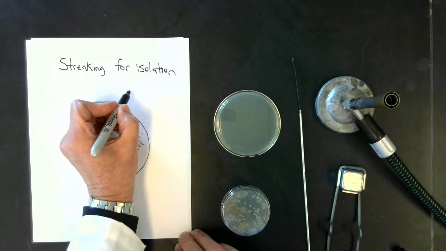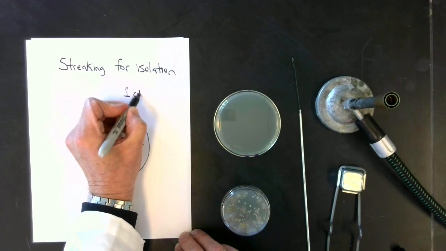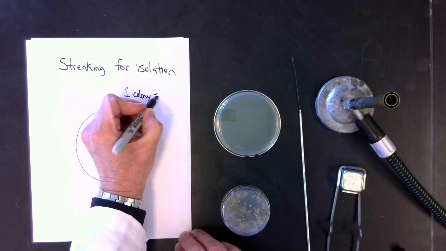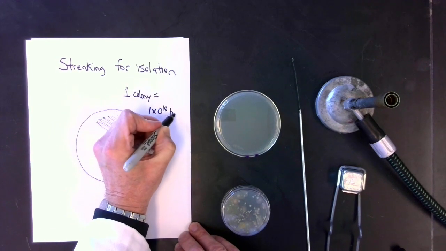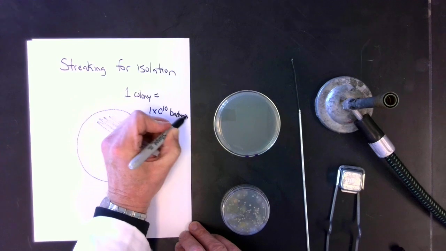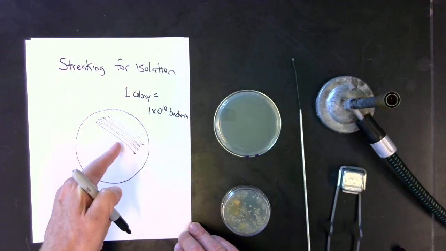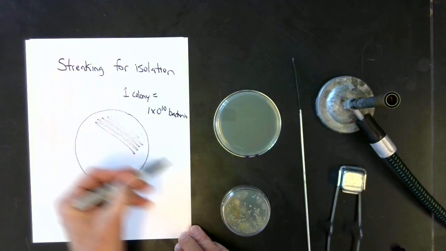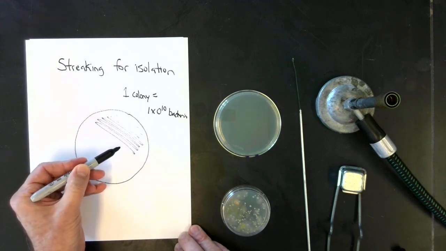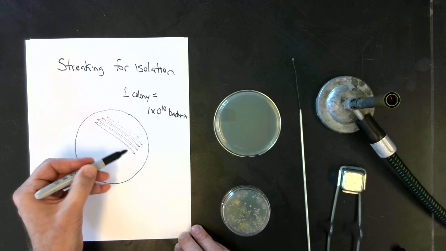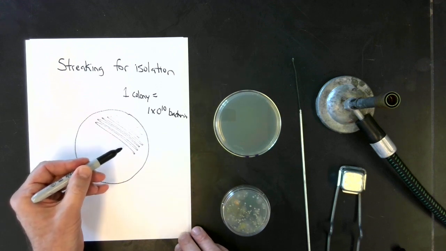Remember that a single colony may have more than 1 times 10 to the 10th bacteria. So if I take from here and I put here, I'm spreading out 10 to the 10th bacteria. I will never have an isolated colony because there's so many bacteria there.